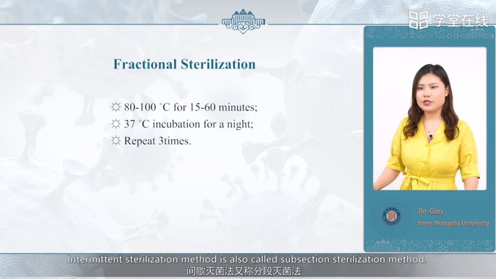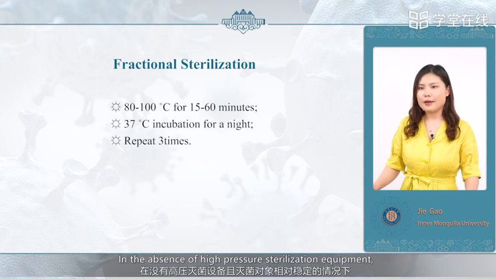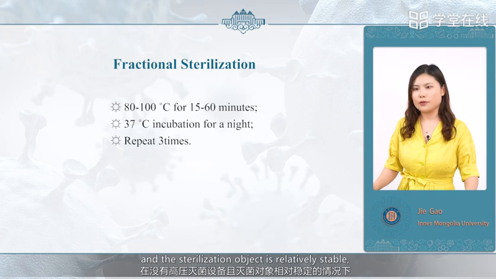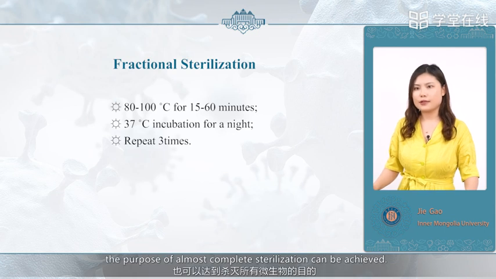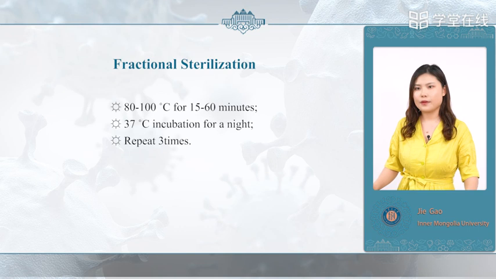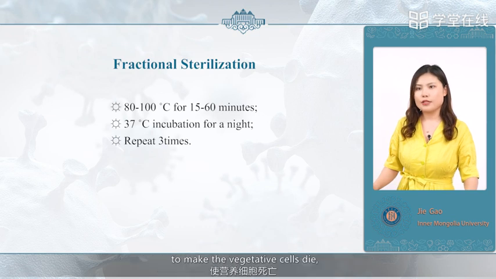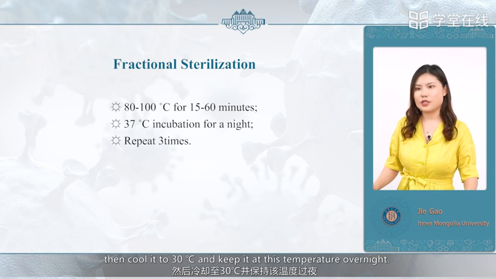Intermittent sterilization method is also called fractional sterilization method. In the absence of high-pressure sterilization equipment, if the sterilization object is relatively stable, the purpose of almost complete sterilization can be achieved. Generally used for liquid sterilization, the method is to heat the liquid to be sterilized at 80 degrees to 100 degrees for more than 15 minutes to 1 hour to make the vegetative cells die. Then cool it to 30 degrees and keep it at this temperature overnight.